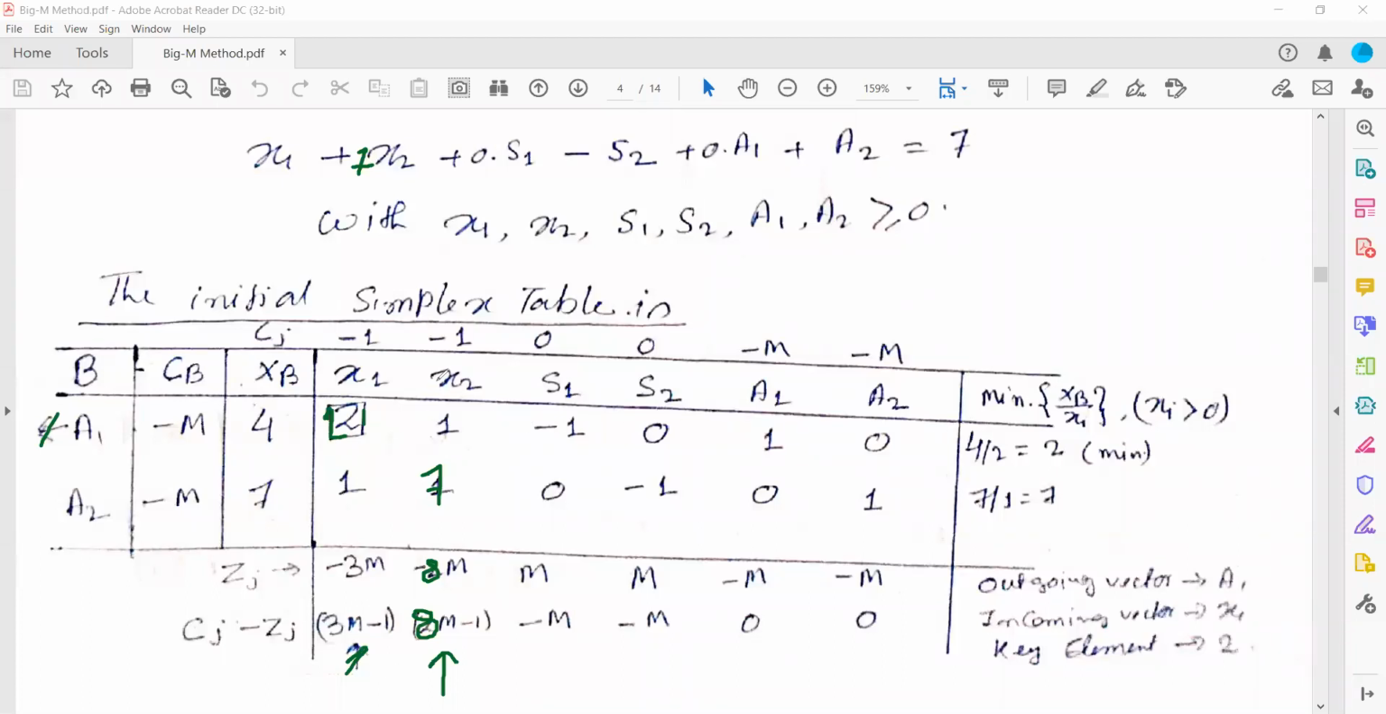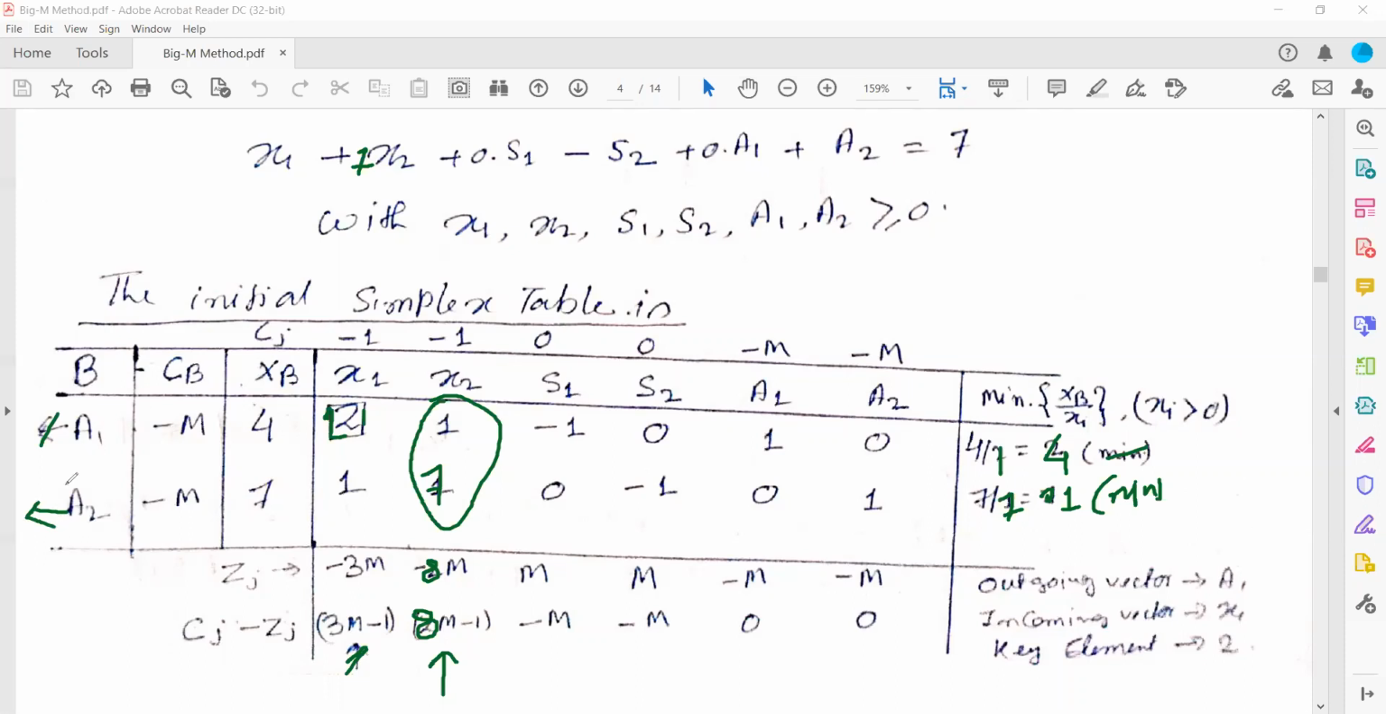Then you find the ratio. So 4 by 1, which will be 4, and 7 by 7, which will be 1. This is the minimum, not this one. That means the second row. So A2 is the outgoing vector, not A1.